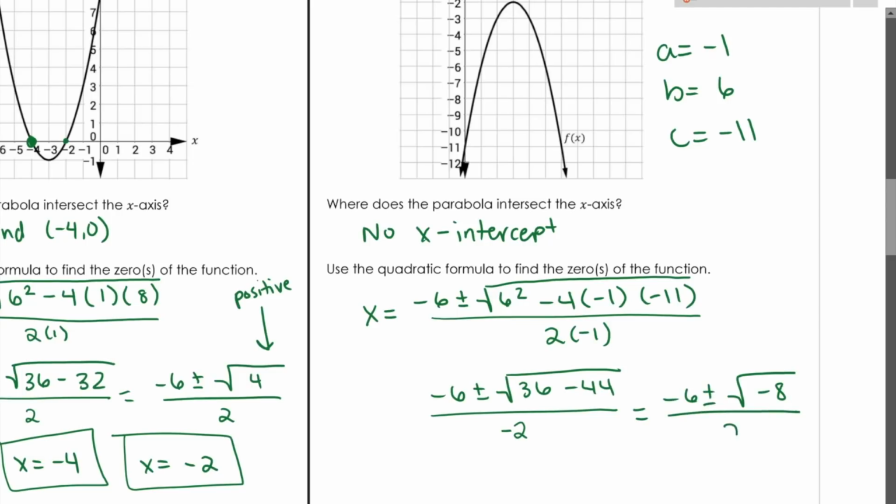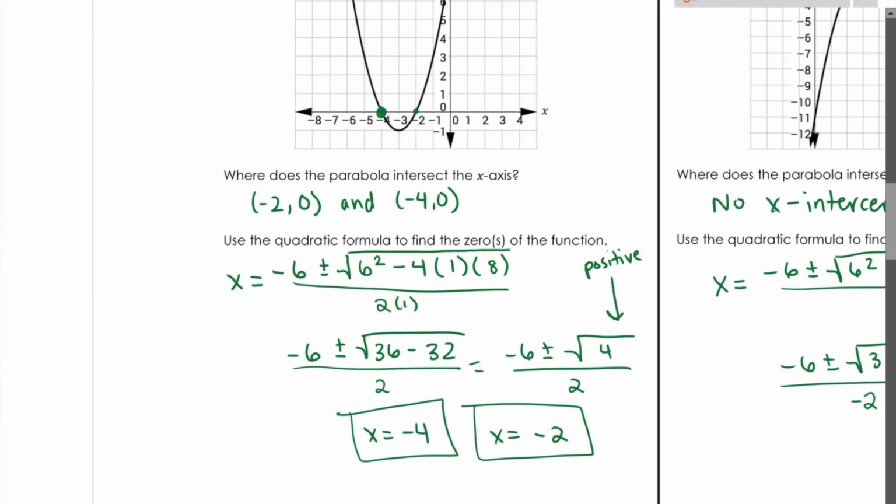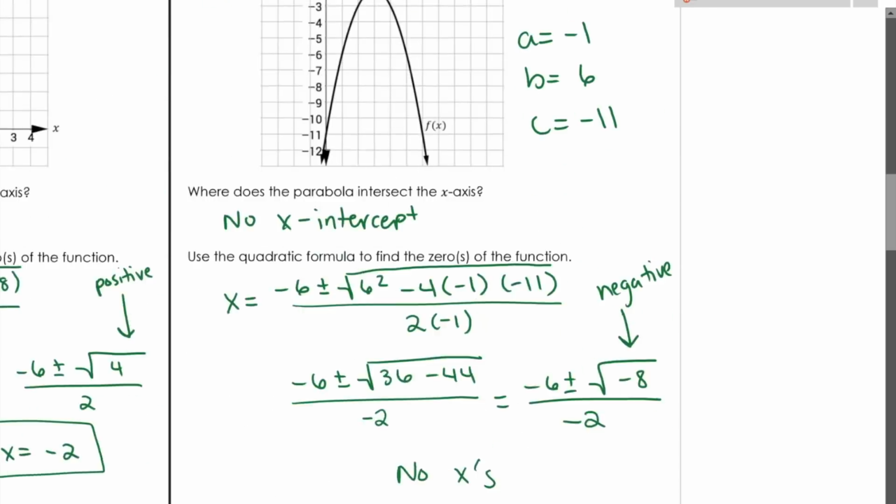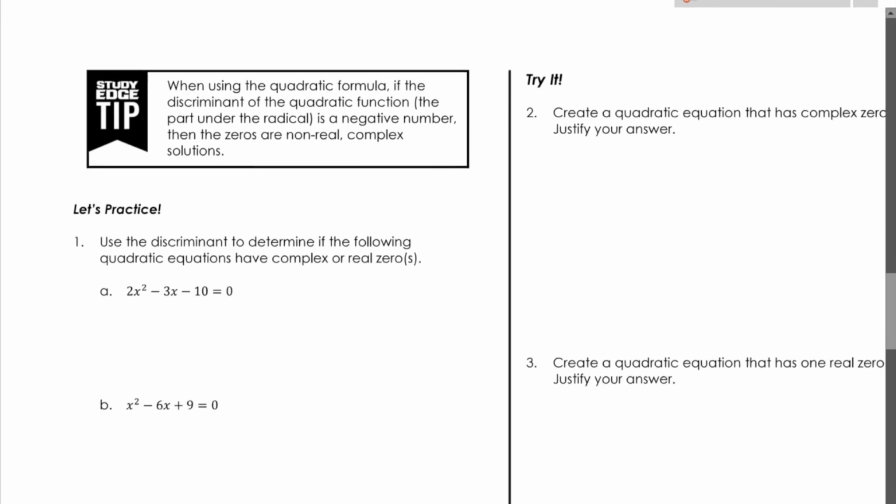And I drop everything else back. Now, you can never have a negative radical. So because I have a negative inside, I can't go any further. Therefore, I have no x's. Okay, so therefore, if I have a negative, I have no x-intercepts, just like we saw on the graph. If I have a positive over here, I have two answers. If I have a 0, I only get one answer. Okay, and that is where we're going to move on.